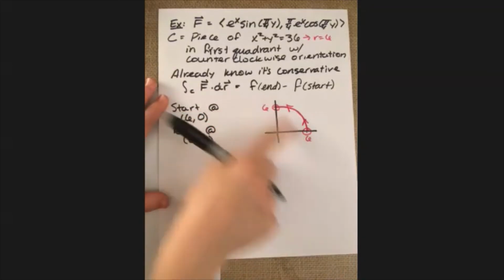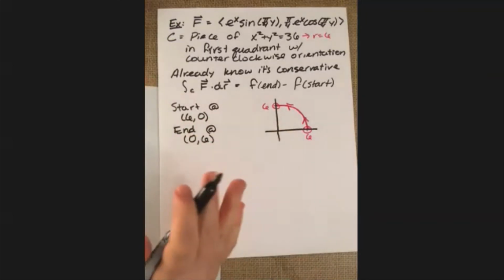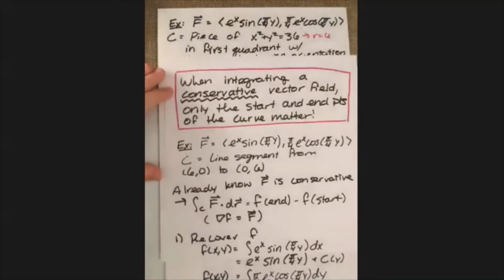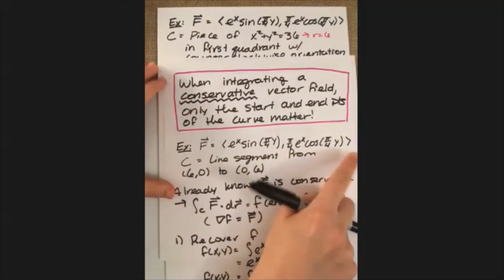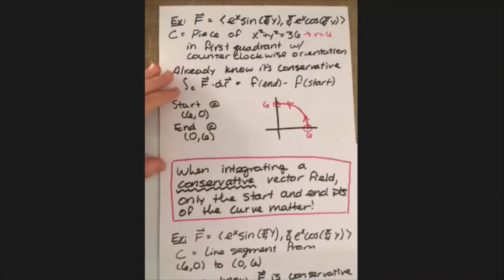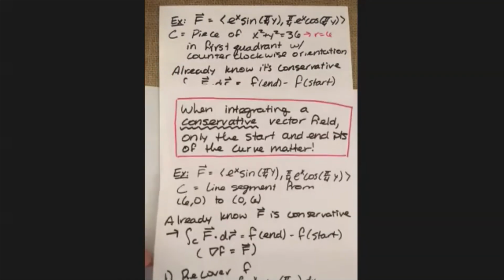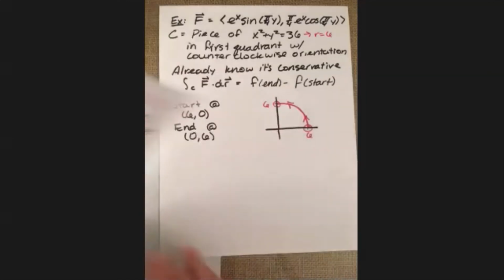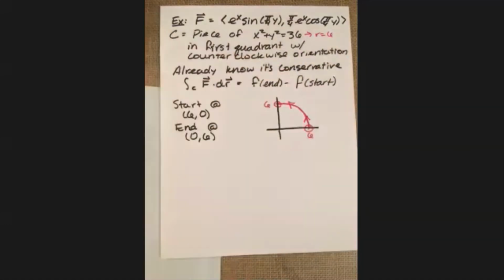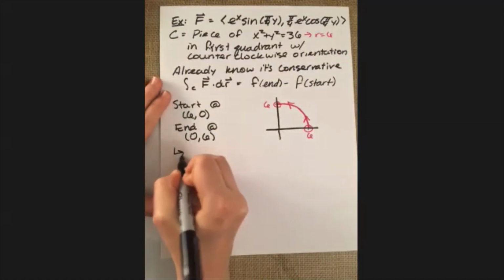And I'm still working with x and y coordinates because I haven't parameterized anything yet. I'm just trying to figure out what this shape looks like, okay? And we remember back to the problem we just did. Same vector field. And this time we have a line segment that starts at 6, 0 and ends at 0, 6. Okay? Which means that our start point here and our end point here are the same as our previous problem.